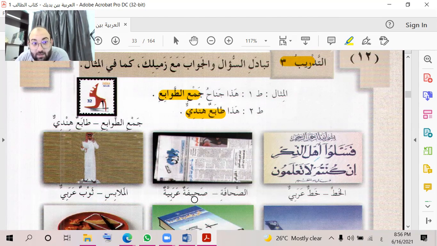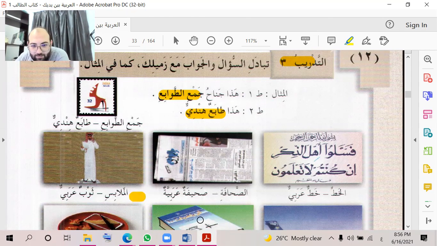هذا صحيفة عربية. I will give you 3 seconds to change. هذه صحيفة عربية. This is an Arabic newspaper. Yes. هذه، هذا، right? Yes, because janah is a male. Yes. So هذا جناح الصحافة. هذه صحيفة عربية. Yes, Ustaz Amin.